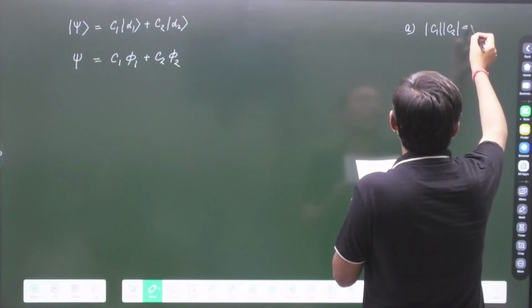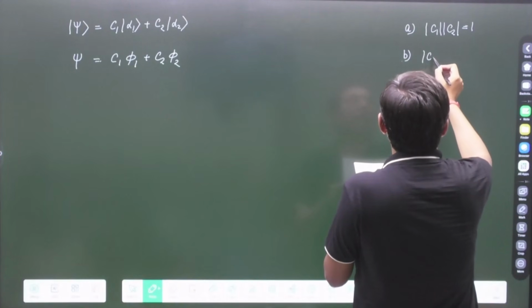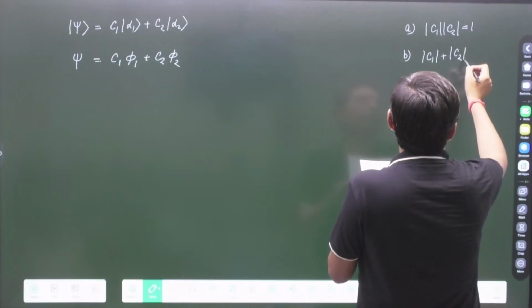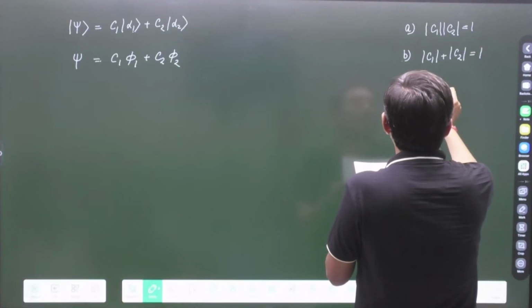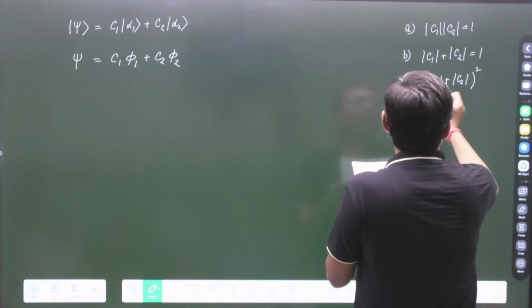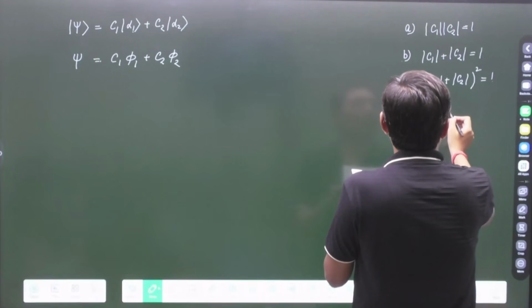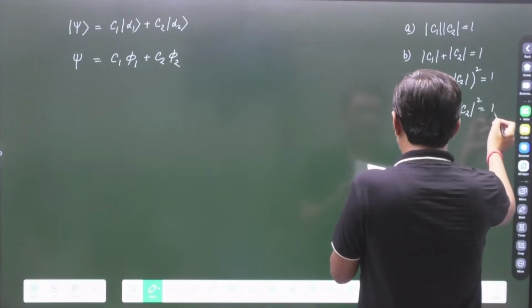equal to 1. Option B, C1 plus C2 equal to 1. Option C, C1 plus C2 whole square of this is 1. And D, C1 square plus C2 square equal to 1.